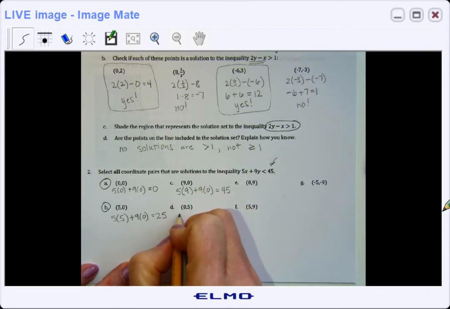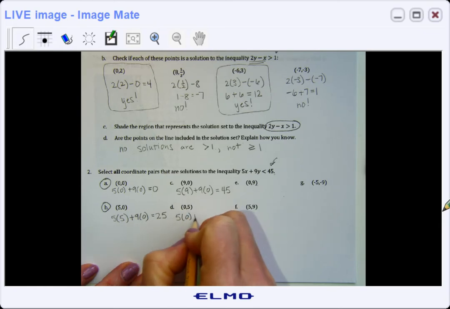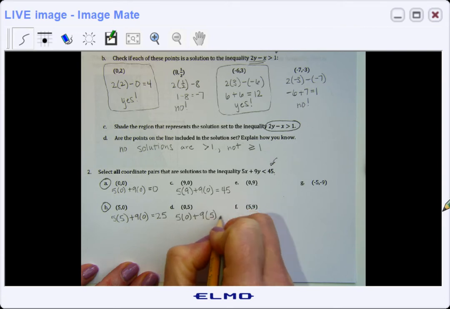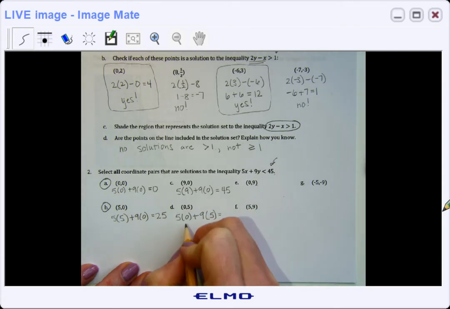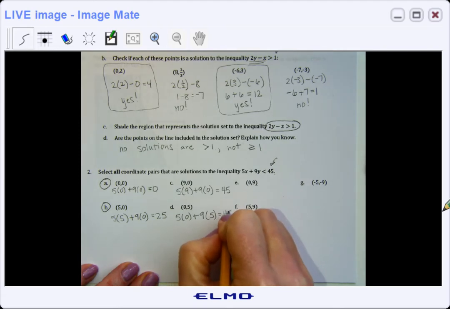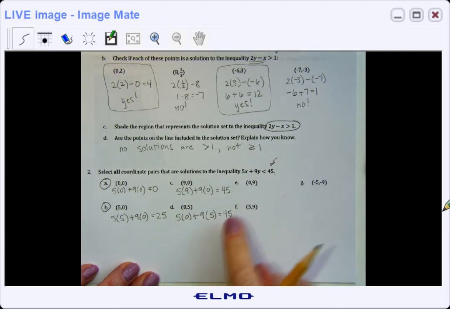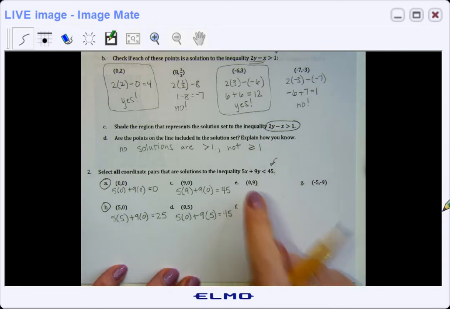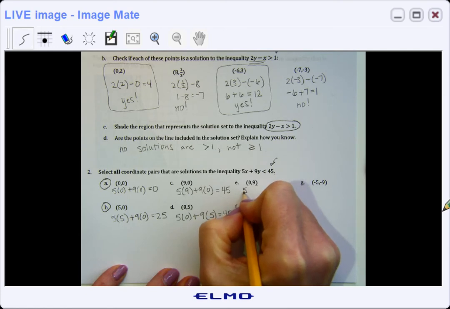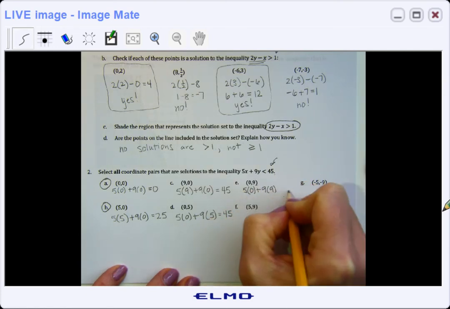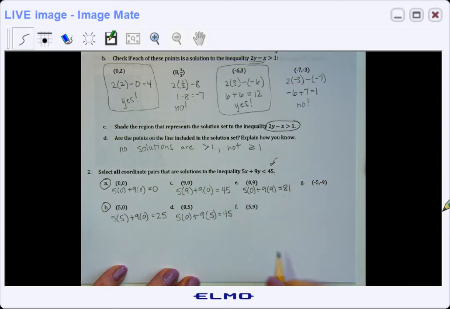0 for X, so 5 times 0. 5 for Y, plus 9 times 5. That equals 0 plus 45. And again, if it equals 45, then it's not less than 45. So we won't select that one. This one, 5 times 0 is 0. And then 9 times 9 is 81. So 0 plus 81 is 81. Obviously, that one's a no.